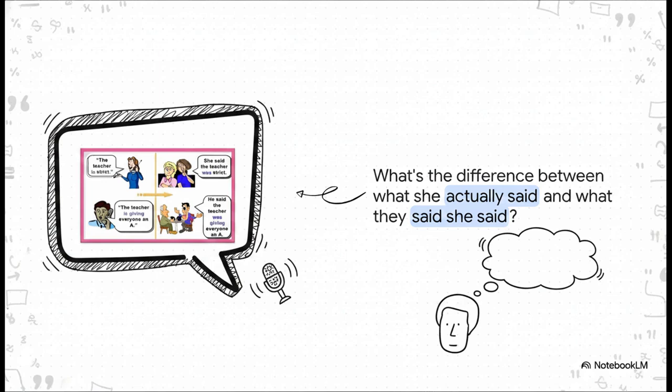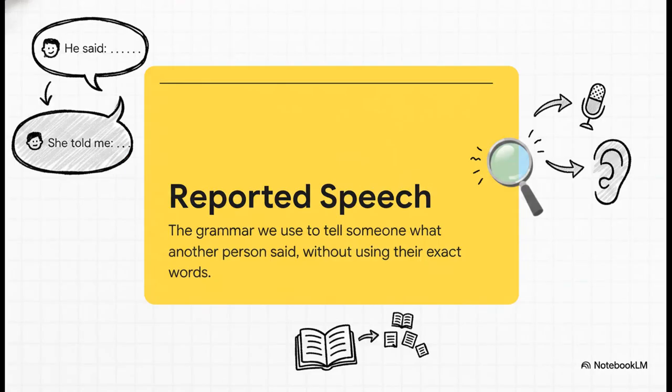All right, take a look at this. On the left, you see what someone actually said, word for word. But on the right, that's what someone reported they said. The main idea is still there, but the grammar, it's totally changed. So what is going on there? Well, that right there is what we call reported speech.